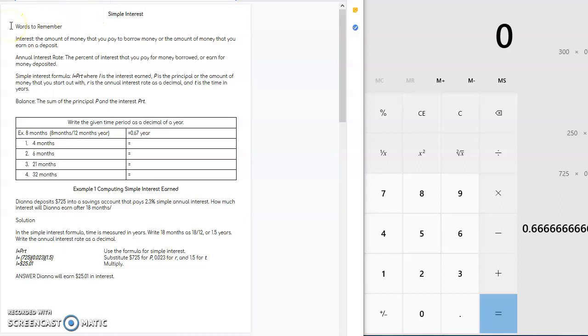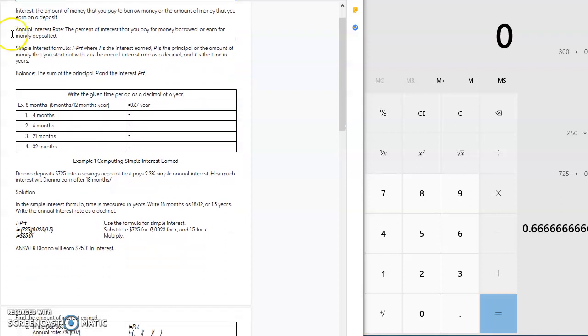So let's start up here with words to remember. Interest is the amount of money that you pay to borrow money or the amount of money that you earn on a deposit. So interest can work for you or it can work against you. It can be money that you owe or money that is owed to you. We are going to be using the annual interest rate today. That's the percentage of interest that you pay for money borrowed or earn for money deposited.